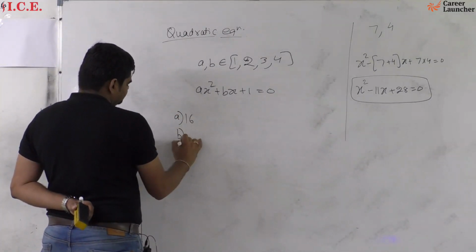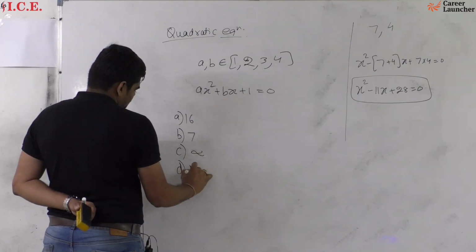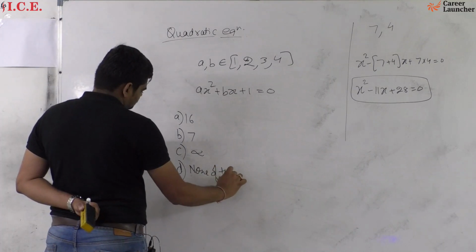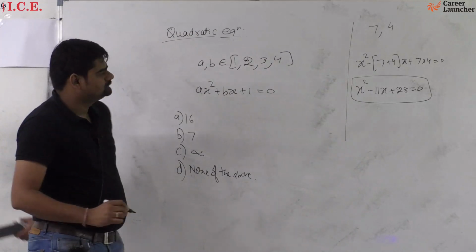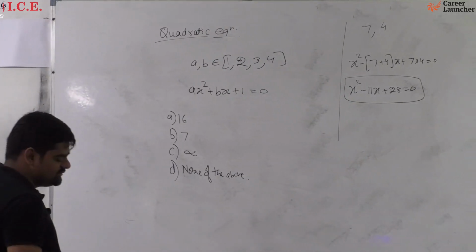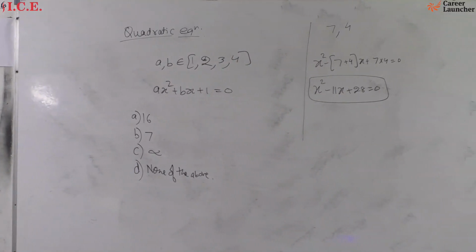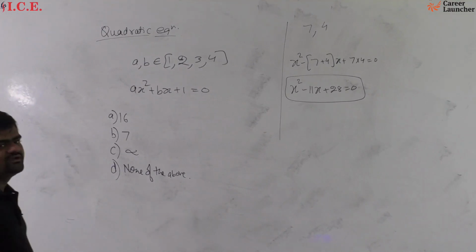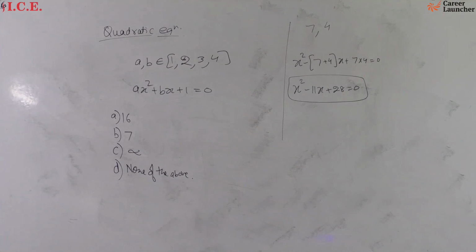I am giving you options. My question I am repeating. If a and b can have any value between 1, 2, 3, 4, then you have to find how many real equations of the form ax square plus bx plus 1 can be formed. And the options are given to you. You can type your answers quickly.